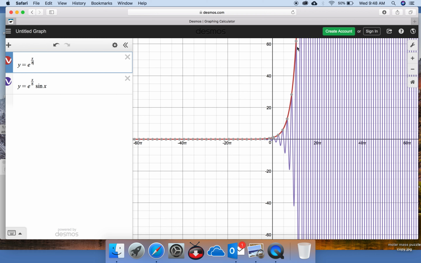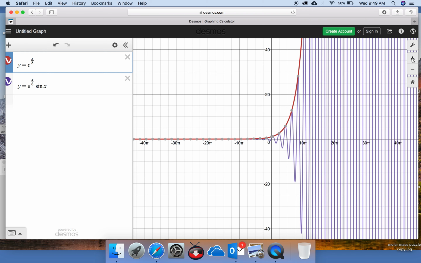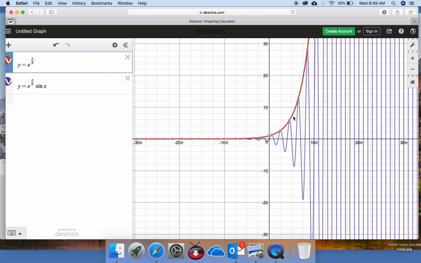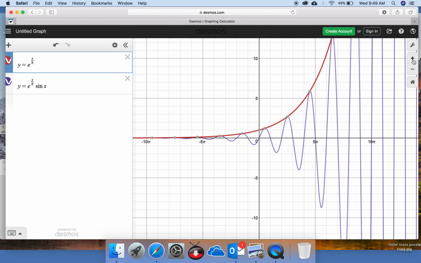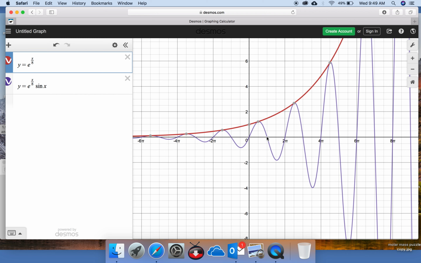Now what they ask you to do on ALEKS is actually find some of these values. And what you simply want to do is plug in, they actually give you a table of values. They ask you to plug them in for e to the x, plug them in for sine, and then multiply them together. So sine of 0 we know is 0. E to the 0 over 8 is e to the 0, which is 1, which would give us 0. And every time we hit a pi value, we're going to hit 0.